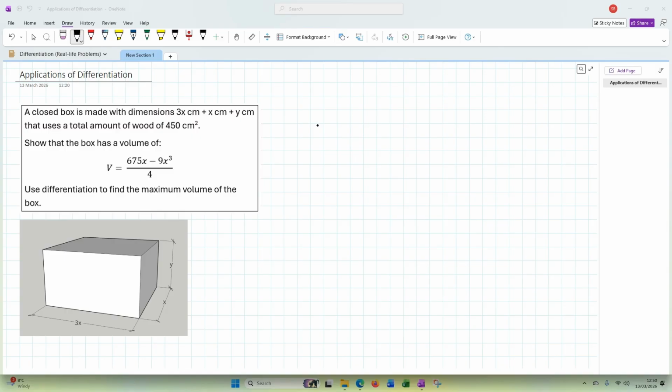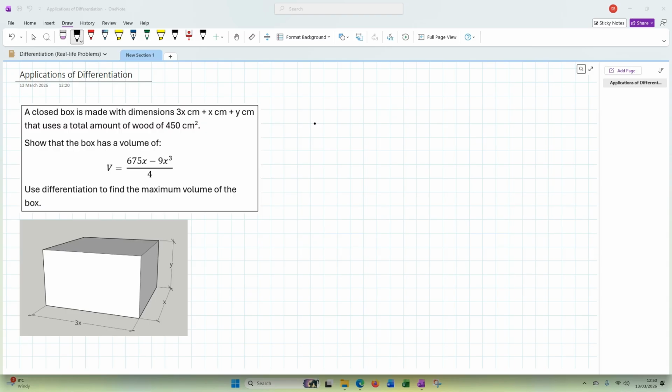Now moving on to the third problem. This problem is a lot trickier and more long-winded than the first two, but hopefully you can bear with me as I talk you through it. So the question is, a closed box is made with dimensions 3x centimeters by x centimeters by y centimeters that uses a total amount of wood of 400 centimeters squared. Show that the box has a volume of V equals 675x minus 9x cubed over 4, and then use differentiation to find the maximum volume of the box.